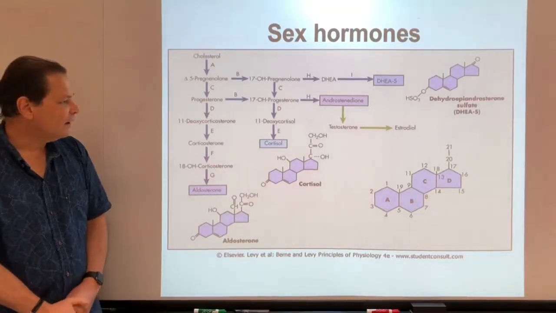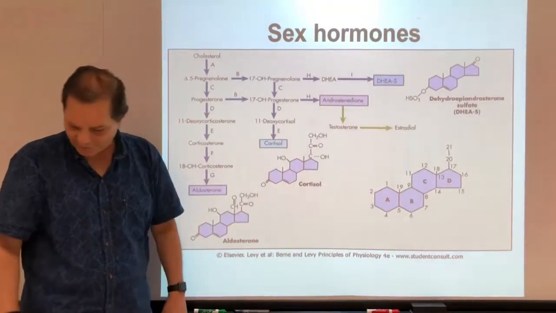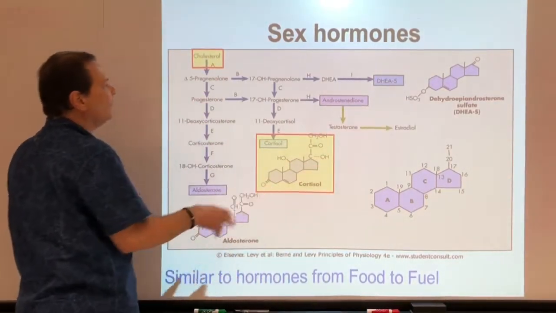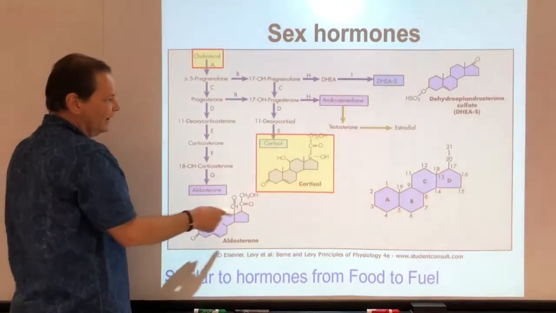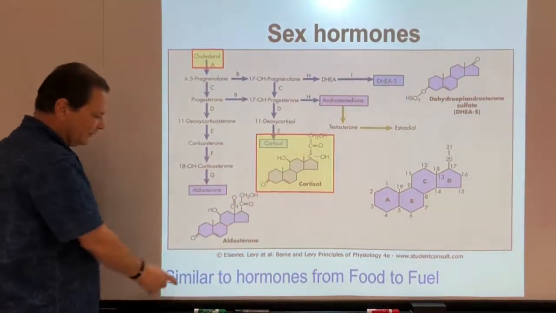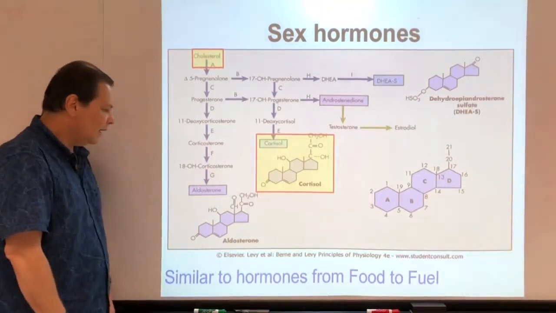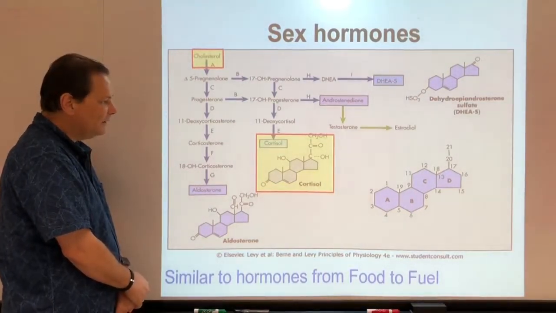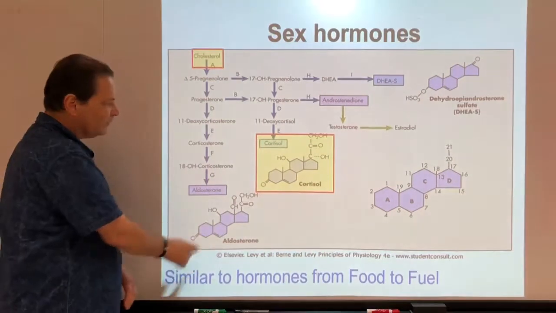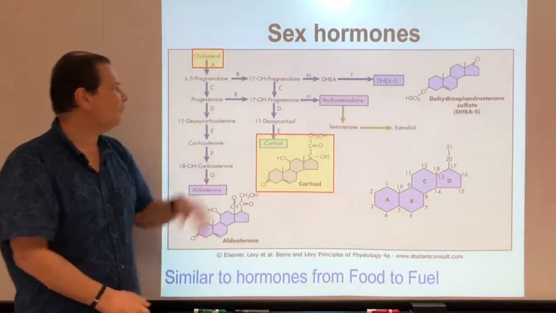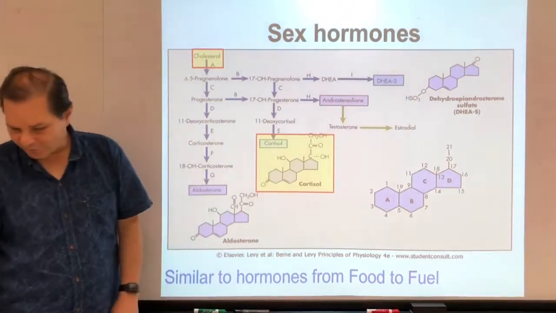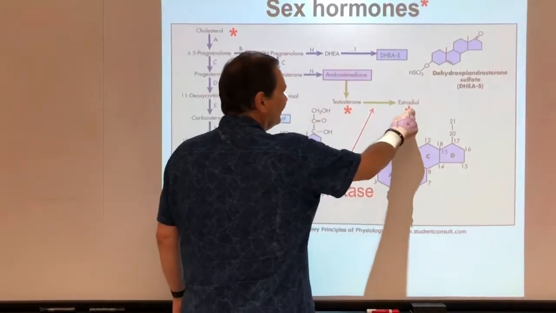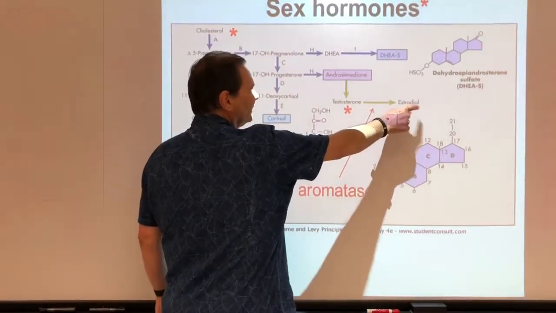So here is our production pathway for the sex hormones, and I think you guys have already been exposed to this. All these steroidal hormones basically derive from cholesterol, and you've already learned about cortisol in the food to fuel block, and in particular, aldosterone falls into this class as well. So these are all basically part of the same general production pathway. Of course, what we're mostly concerned about is testosterone and estradiol, or for our purposes, estrogen.